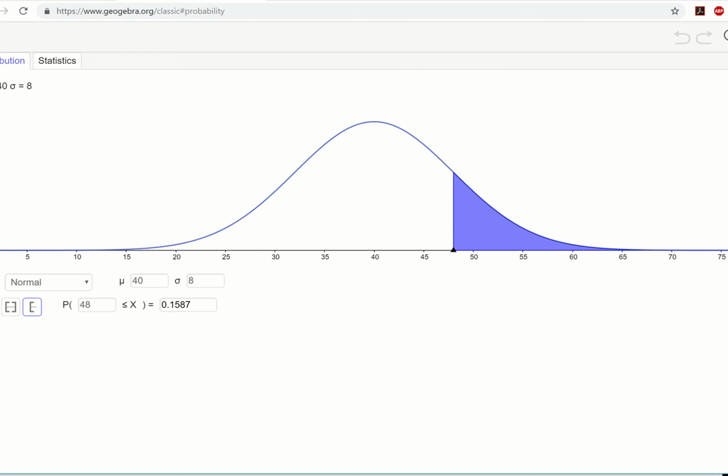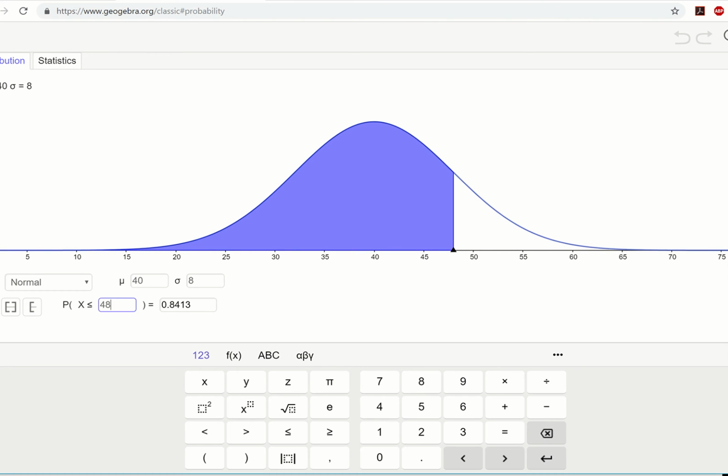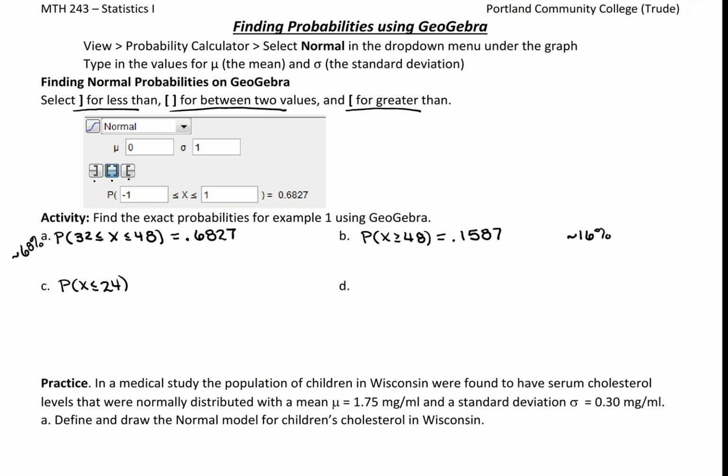Less than or equal to 24, so this is going to shade to the left-hand side. And sorry, my screen's cutting it off, but it's just to the left of that double bracket. So shade to the left, and we need to adjust our value to be 24. Hit enter so everything adjusts, and we have this 0.0228, which is an improvement on that about 2.5% that we got out.